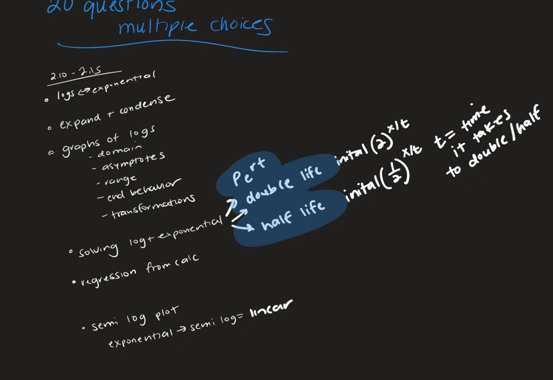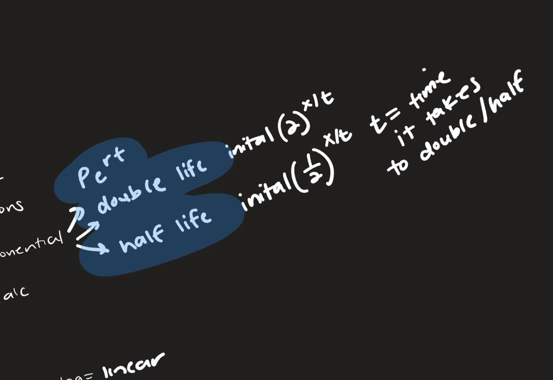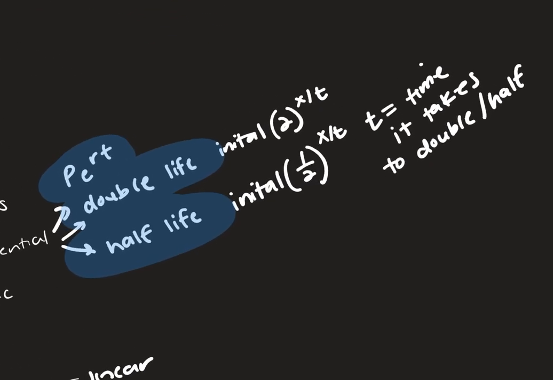So if it says something has a double life of blank or a half-life of blank, then those formulas are the initial value. For double, it's initial times 2 raised to the x over t. And for half, it's the initial times 1/2 raised to the x over t. And t is the time it takes to double or half something. So it could give you the setup of that and then ask you, if this is the case, then what would it be after so long? Or what is the rate? That kind of question.